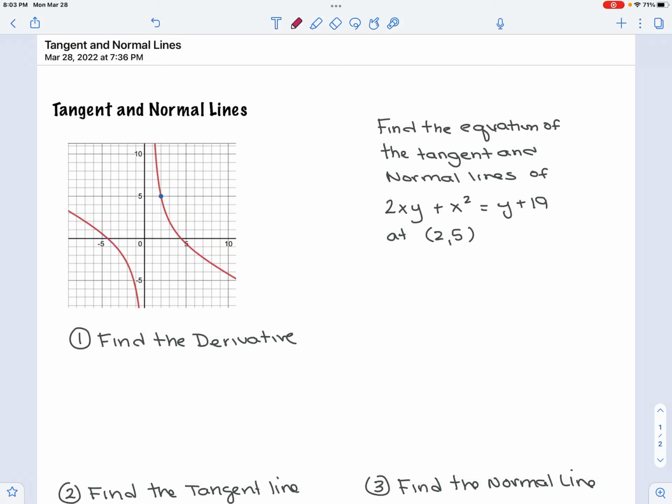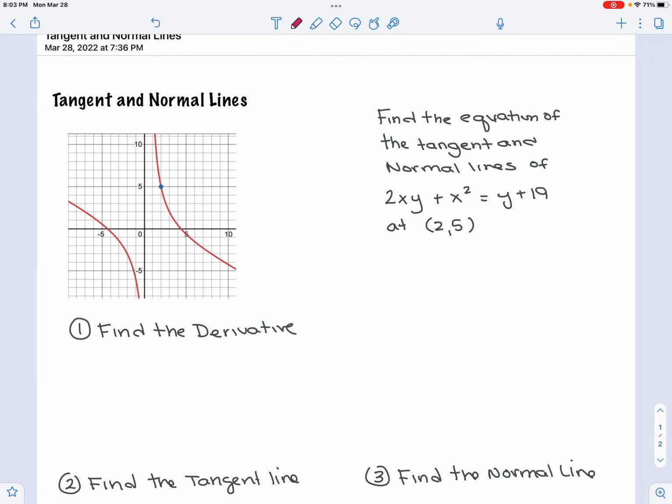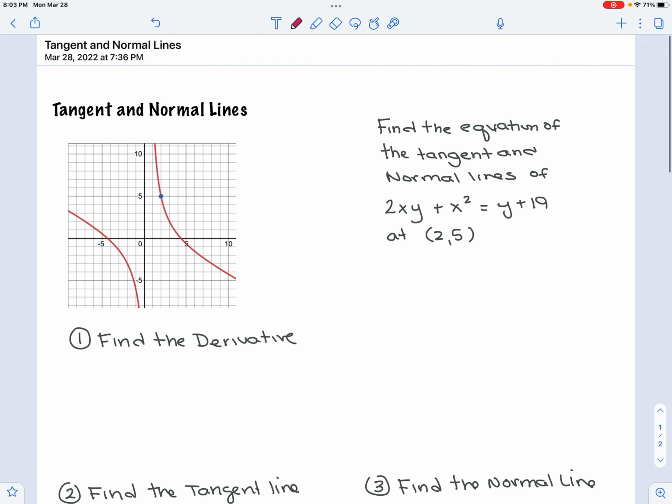Okay, we're going to do a question where we find the tangent and normal line at a point on a graph. So the graph I've chosen here is not a function so that we can implicitly differentiate. This is the graph, and I graphed it here so you could see a picture of it. And we're going to find the equation of the tangent and normal lines at the point of tangency (2, 5). I've shown that as the blue dot on the graph.